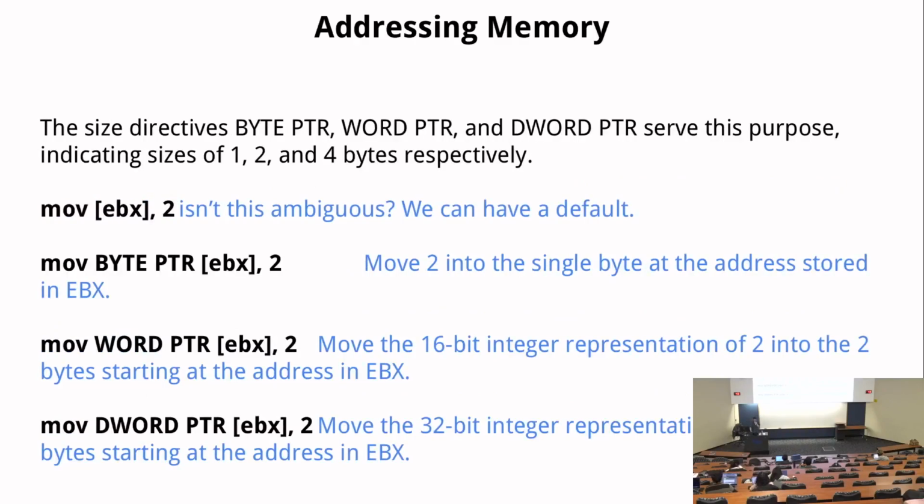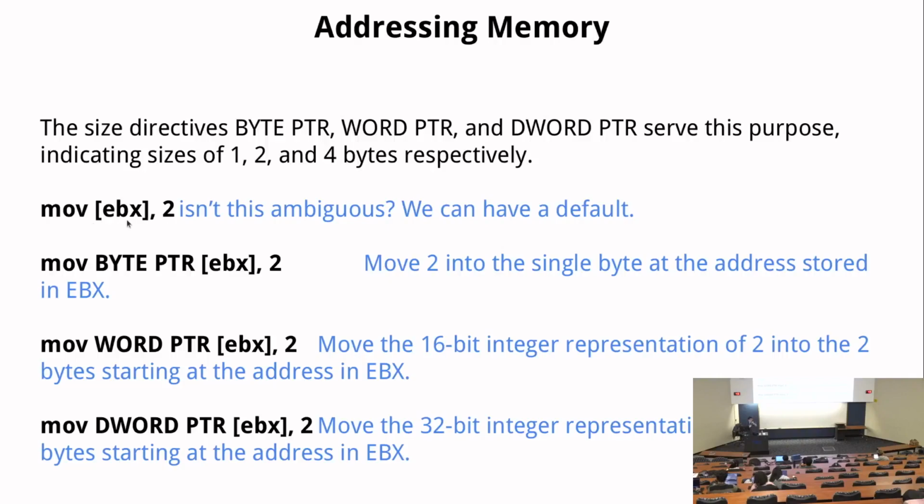So some of the instructions could be ambiguous. That's why at the assembly language level, we can specify the size of something. For example, here, we are moving number 2 into the memory at EBX. This one is a little bit ambiguous. We don't know the size of 2. 2 could be 1 byte. It could be 4 bytes, right?